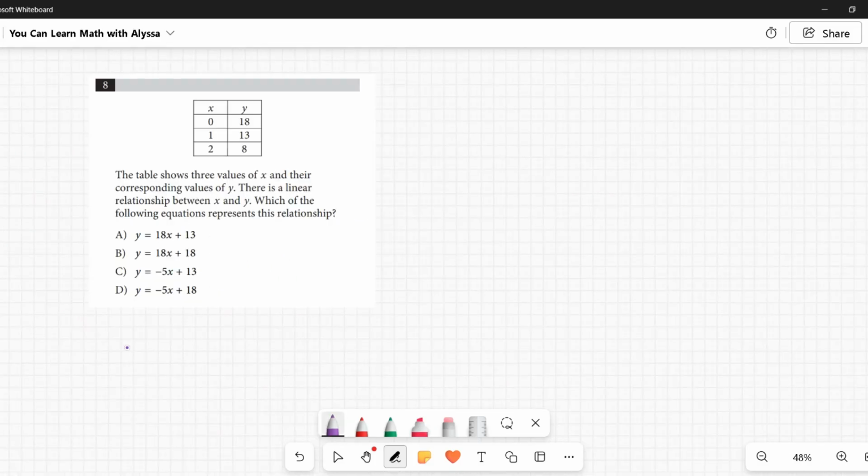Number 8. The table shows 3 values of x and their corresponding values of y. There is a linear relationship between x and y. Which of the following equations represents this relationship?